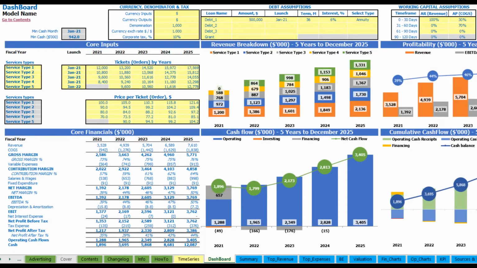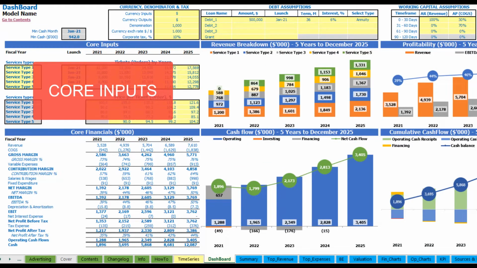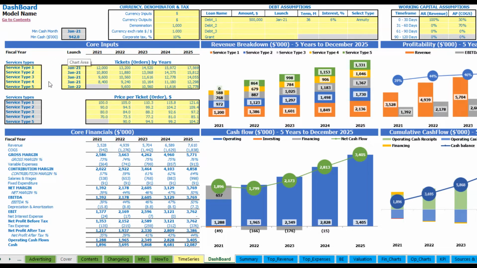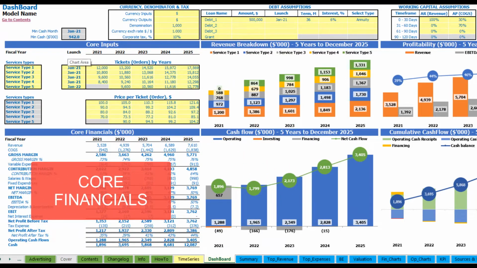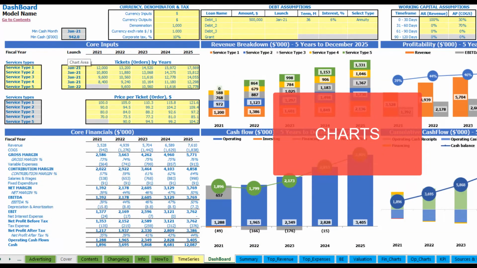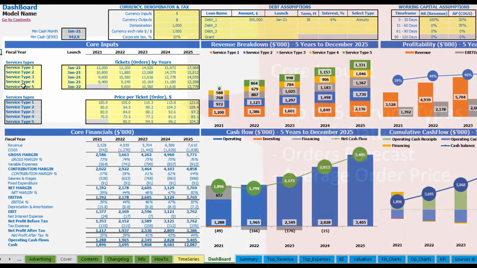On the dashboard, you can set up your core inputs, currency denomination and tax, debt assumptions, working capital assumptions, review the core financials, and main charts like revenue breakdown, profitability, cash flow, and cumulative cash flow. So let's start from services types.